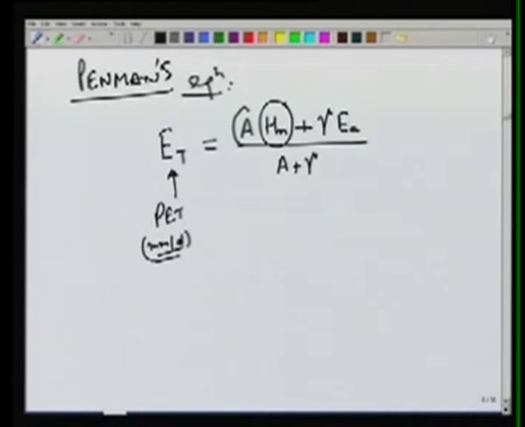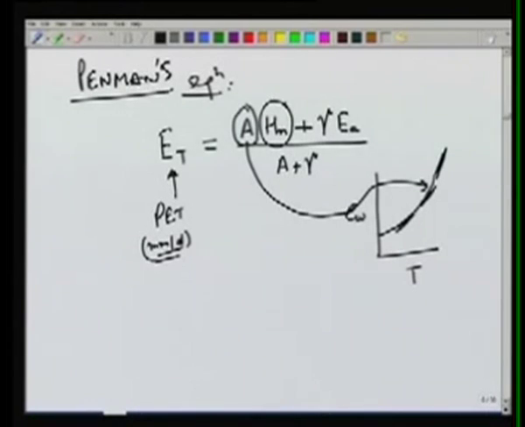A is the slope of the saturation vapor pressure curve. As we have already seen, the saturation vapor pressure, which is denoted by EW, is a function of temperature and typically follows a curve like this. The slope of this curve at any point is the factor A.